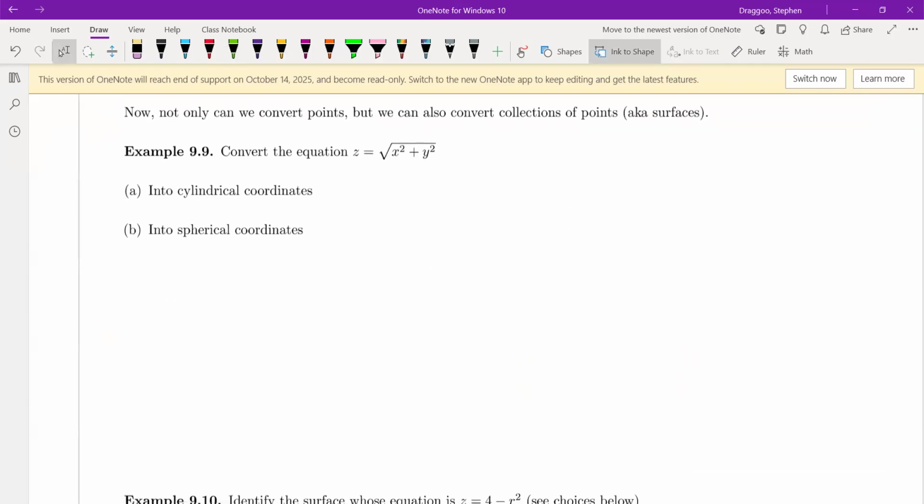So, given that we can convert points, let's try to convert full surfaces. So changing over an equation to being in cylindrical coordinates or in spherical coordinates. In particular, we've got this set up here. Z is equal to the square root of x squared plus y squared, which I believe is a cone. But if I wanted to change that over to cylindrical coordinates, I would say that z is the square root of r squared, since x squared plus y squared is r squared.